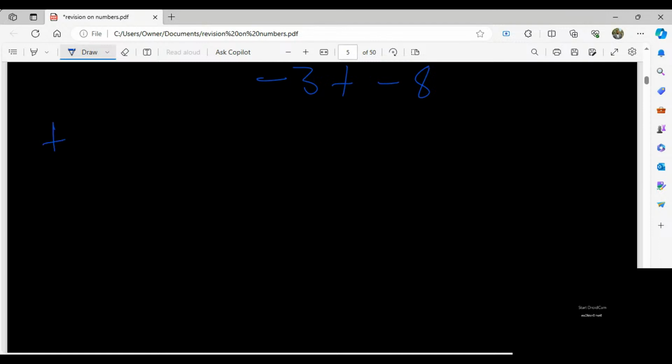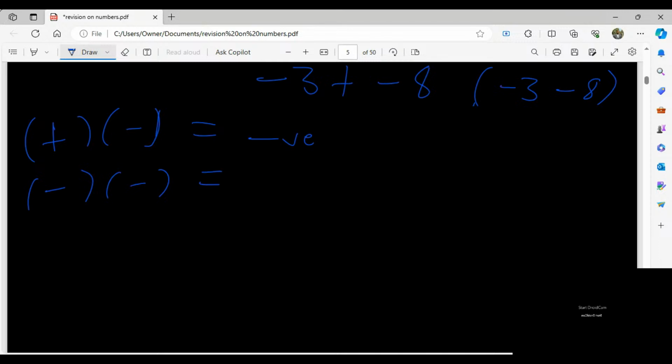Let's say, for example, you find these two signs, plus and minus, together. What it means is if they are following each other like this, the overall effect would be negative. For example, if we have a problem like this, it is the same as saying minus 3 minus 8. All right. If you have minus and minus following each other, it means that the overall result is positive.